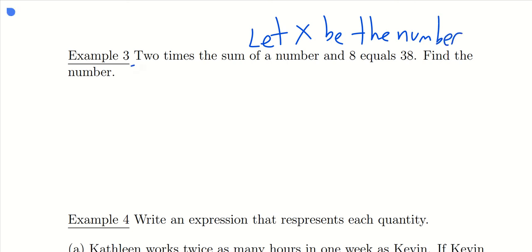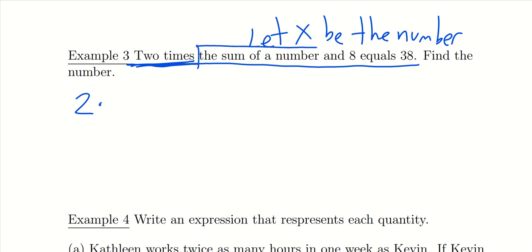And now we want to see if we can take and translate this statement into an equation. Notice how it says 2 times. Well, we know that 2 times means 2 multiplying to something. Let's be careful here. What is the 2 multiplying to? It's not multiplying just to a number, it's multiplying to the sum. How do we write the sum of a number and 8? Well, that's going to be x plus 8.